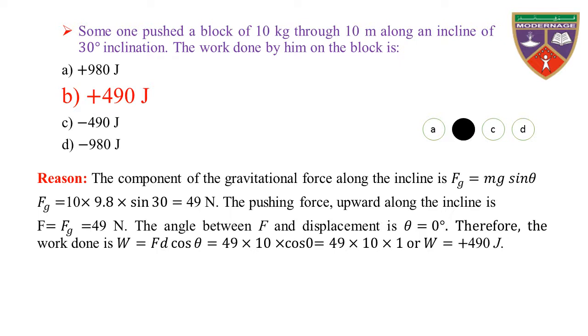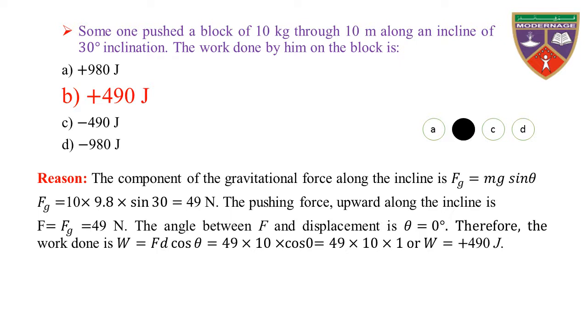Reason. The component of the gravitational force along the incline is Fg = mg sin θ, which is equal to 10 × 9.8 × sin 30, which is equal to 49 newtons. The pushing force upward along the incline is F = Fg, which is equal to 49 newtons. The angle between F and displacement is θ = 0, because the displacement is in the direction of the force.